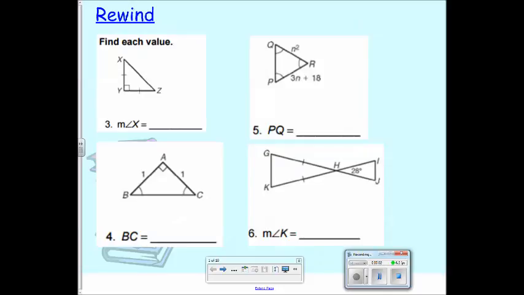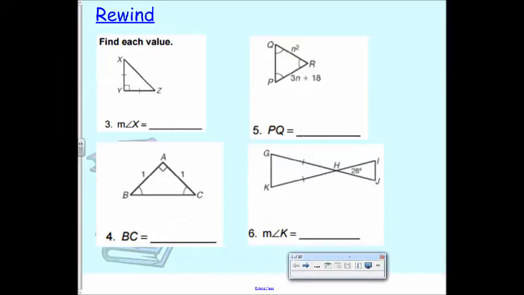Okay, so now that you've finished the rewind, let's go ahead and go over a couple of these. Some of them are really simple, a couple of them are a little bit more complicated. So number one is an isosceles triangle, so I know automatically that if these two sides are congruent, then the opposite angles must also be congruent. So angle X and Z must also be congruent.